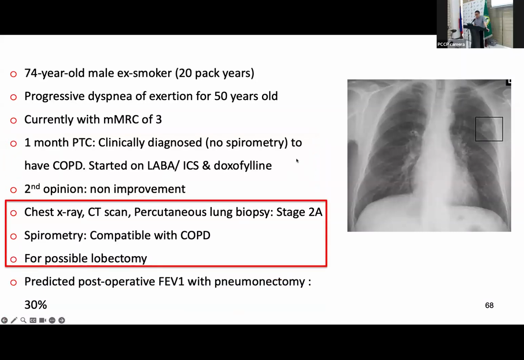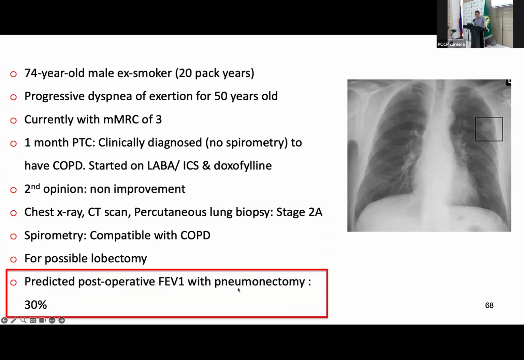You did a chest x-ray and there was a nodule. You had it biopsied and with a CT scan, it's a stage 2A squamous cell carcinoma. And the flow volume and the spirometry is compatible with COPD. So the patient is for possible lobectomy. But always we try to screen the patient if he is going to tolerate pneumonectomy. So the predicted post-operative FEV1 with pneumonectomy is 30%.